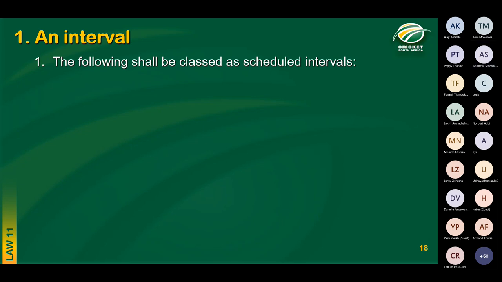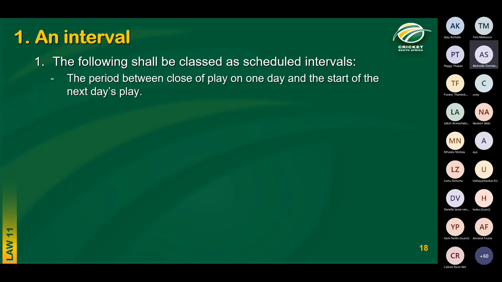So, the following shall be classified as a scheduled interval as per the laws of cricket. Firstly, the period between close of play on day one and the start of the next day's play. Let's say in our test match play starts at 10 o'clock on day one and ends at 5 o'clock, and the next day play will start at 10 o'clock again. Between 1700 hours, close of play on day one, and the start of play on day two at 10 o'clock, that is a scheduled interval as per the laws of cricket.